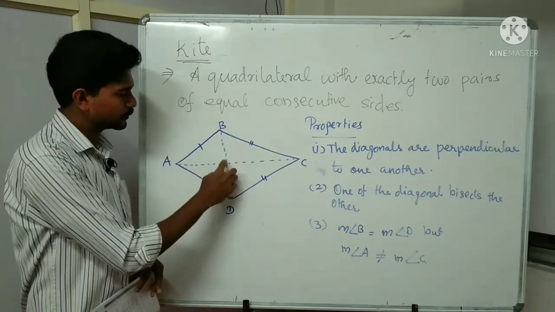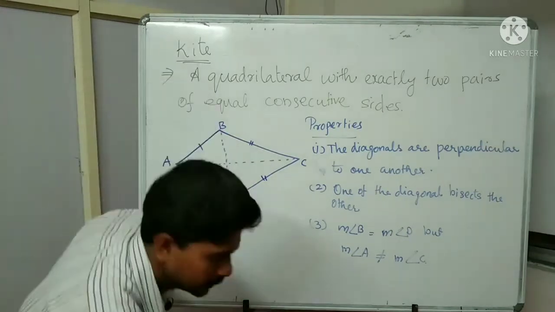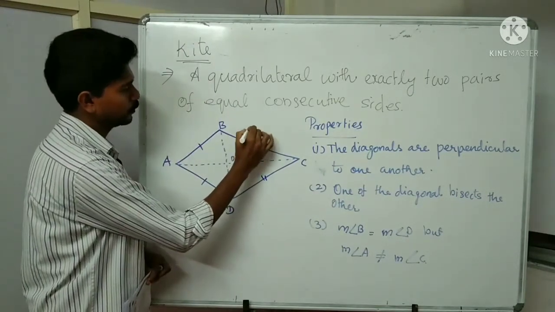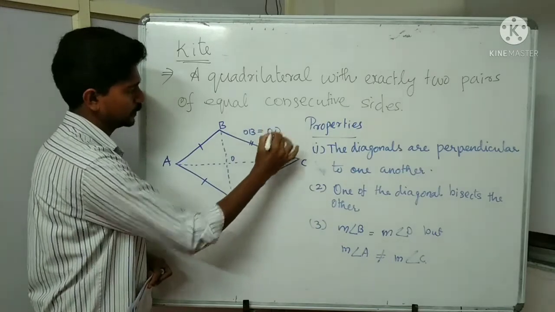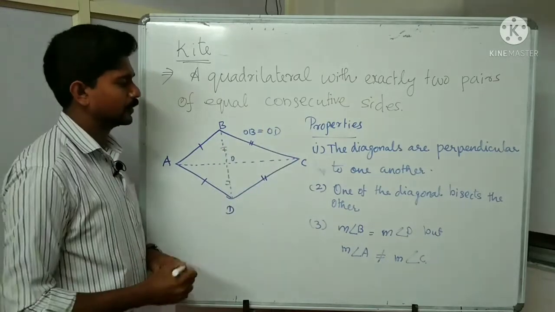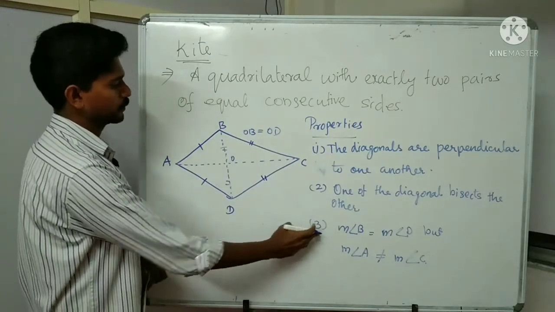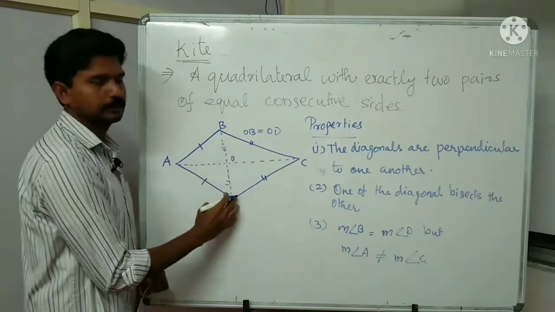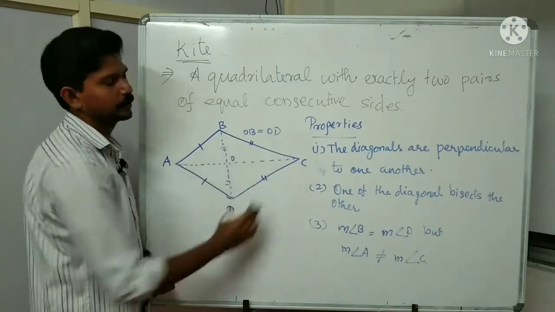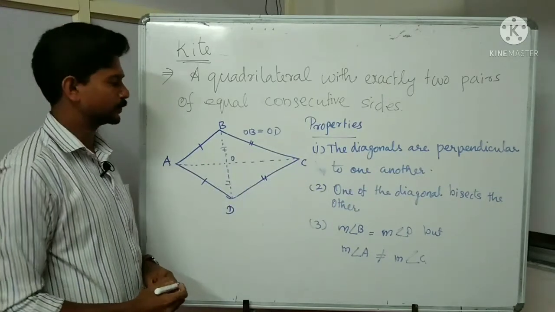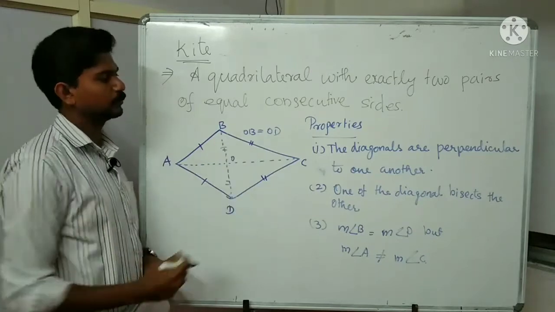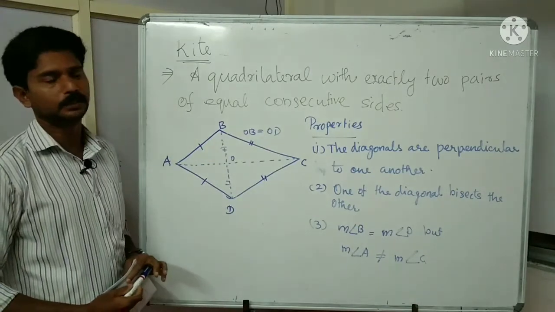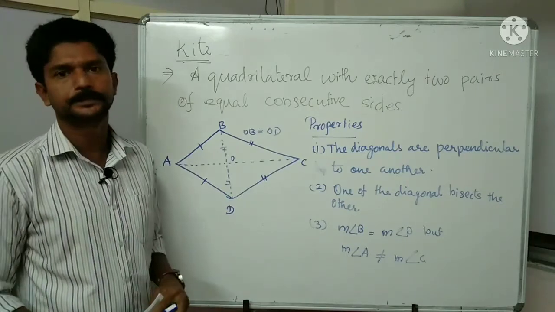If you label this point O, we can say that the length OB is equal to the length OD. These two lengths are equal. And the angle measures of B and D will be equal, while angles A and C are not equal in this one. These are the properties of the kite-shaped quadrilateral.